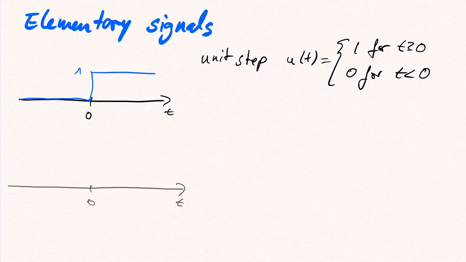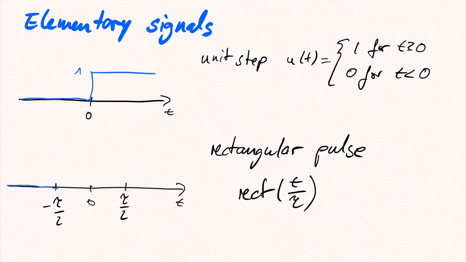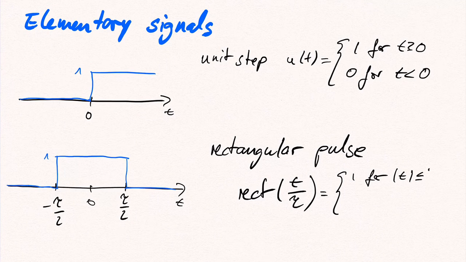The next elementary signal is the rectangular pulse, which is denoted rect of t divided by tau, where tau is the width of the pulse. The signal is 0 for times up until minus tau half, is equal to 1 for times between minus tau half and plus tau half, and 0 again for all times greater than tau half. This can be expressed mathematically as being equal to 1 for all t which are by magnitude less or equal to tau half, and 0 for all times t which by magnitude are greater than tau half.